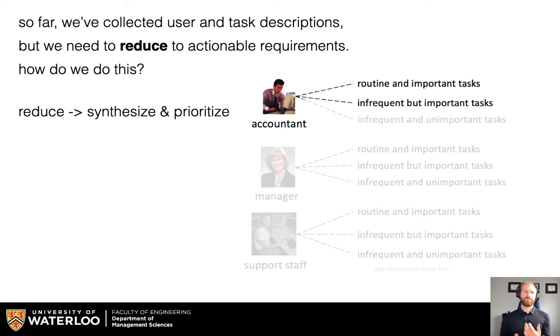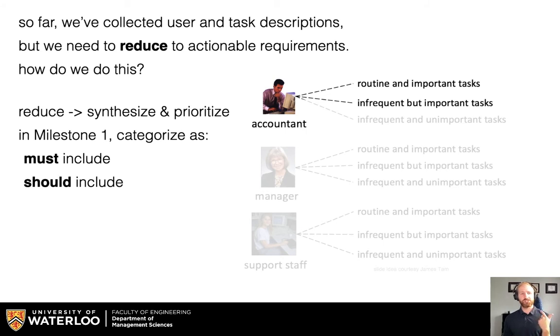When I say reduce, I mean synthesize and prioritize. You might take tasks that could be combined together and combine them, or think about how you might support multiple tasks with one design element. You also might want to prioritize. Here we've got the important tasks and the unimportant, and there's no sense to support the unimportant. Same thing for potential users. We want to support the accountants and not the other users. In milestone 1, you'll be categorizing as must include, should include, could include, and exclude. This will give you a sense of what tasks you support and what you don't support. And you have those other tasks there if something changes down the line. Again, this is an iterative process.